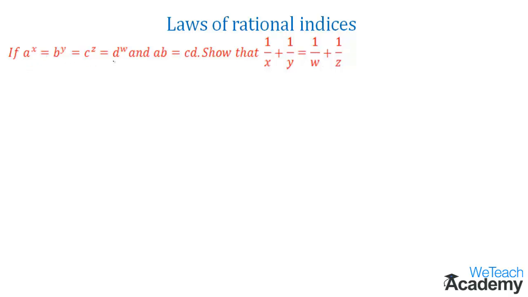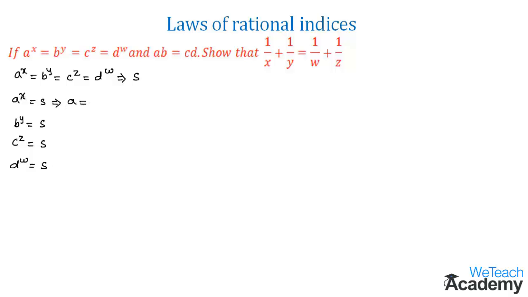First, let us consider the first given condition, which is a power x is equal to b power y is equal to c power z is equal to d power w. Let us consider the value of this whole equation as some variable, say s. So a power x is s, b power y is s, c power z is s, and d power w is s.